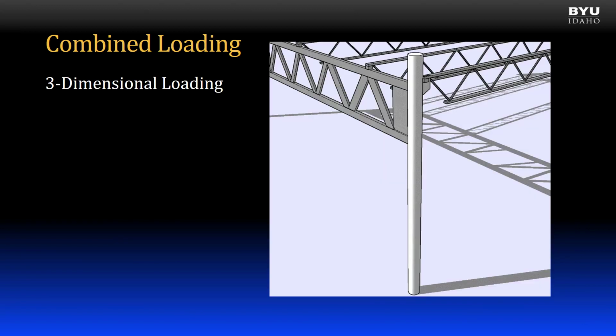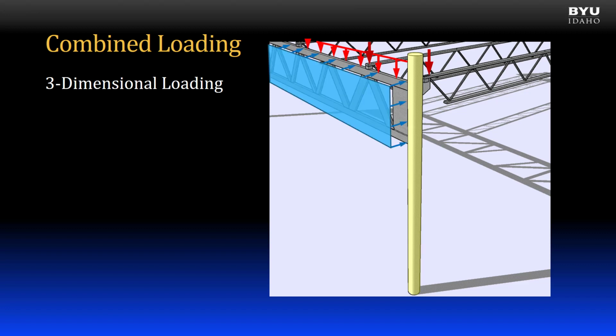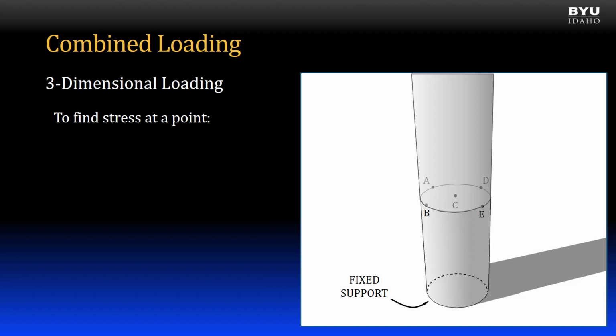In combined loading situations, a member is subjected to 2 or more of the loading conditions just considered. Combined loaded members are very common in the physical world. For example, the column of a building can be exposed to direct gravity loads, direct lateral loads, and loads from connecting members, producing a three-dimensional combined loading condition. Let's consider how to find the stress at a point in a member subjected to a three-dimensional combined loading condition, which is the general case.